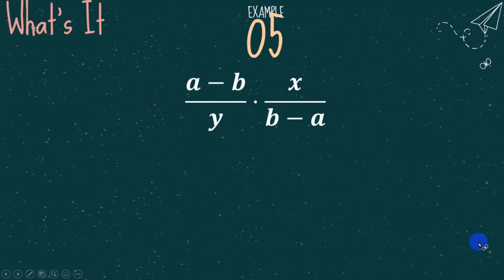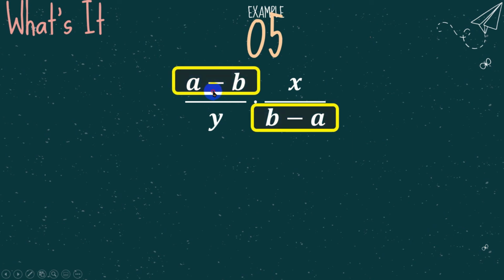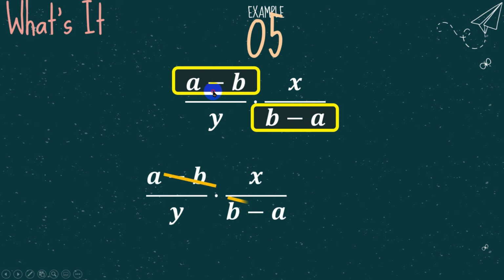Now, for the last example, example number 5. So, in this case, we have a minus b all over y times x all over b minus a. So, kung mapapansin nyo, meron tayo ng special case. Ano po? So, kapag may special case tayo, di po ba natatandaan nyo sa simplifying automatically, that is negative 1. So, ganun pa rin po yun dito. So, yung isa dyan ay magiging negative 1. Yung isa ay positive 1.